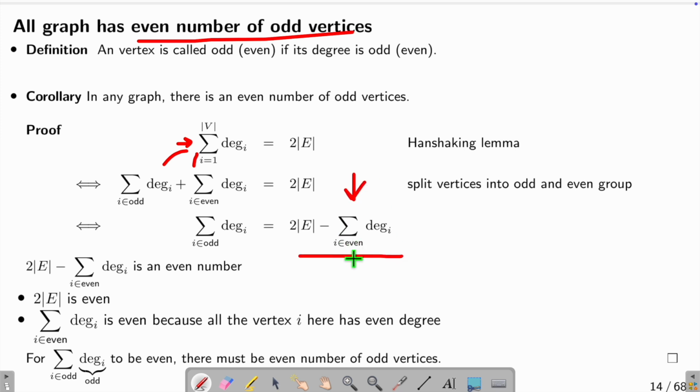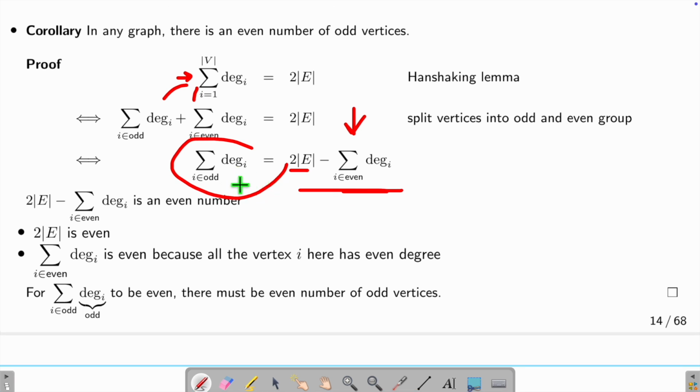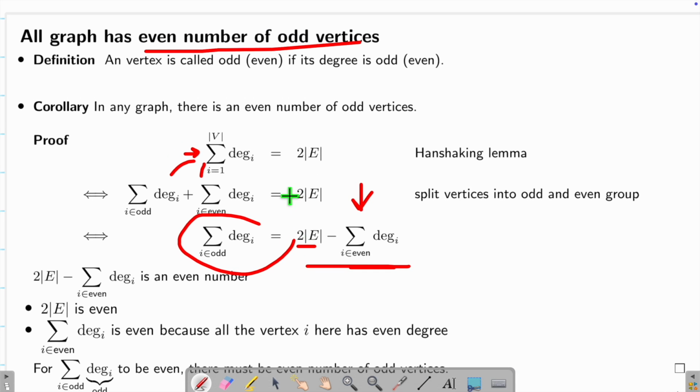And then what? This guy, what does this mean? This means all the degrees here are even numbers. 2 times something is an even number. Minus some even number is an even number. This bunch of things is a bunch of odd numbers. So that means I need to make sure this count is an even number. Otherwise, this equation does not hold. That's the proof. Okay, this kind of proof is very nontrivial the first time. So I'm not going to test you on this kind of proof in the exam. Don't worry. I just let you know this kind of thing exists.